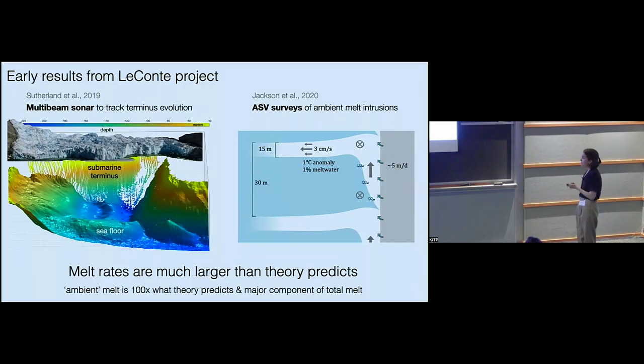And ambient melt in particular is sort of the missing piece. The ambient melt away from the discharge plume is about 100 times higher than what theory predicted, and a major component of the total melt budget across the terminus.